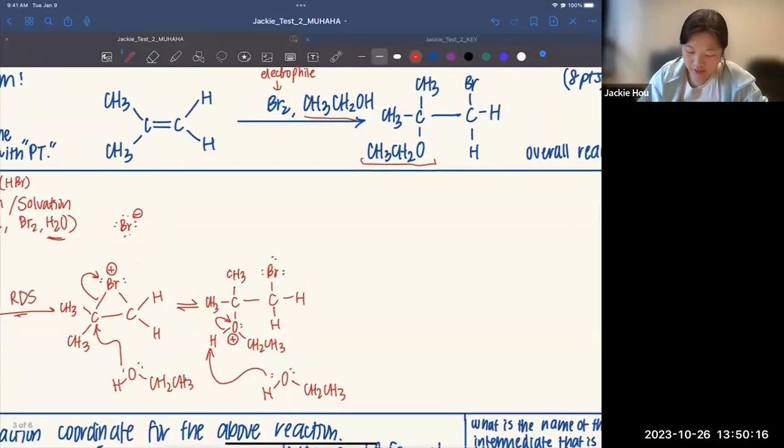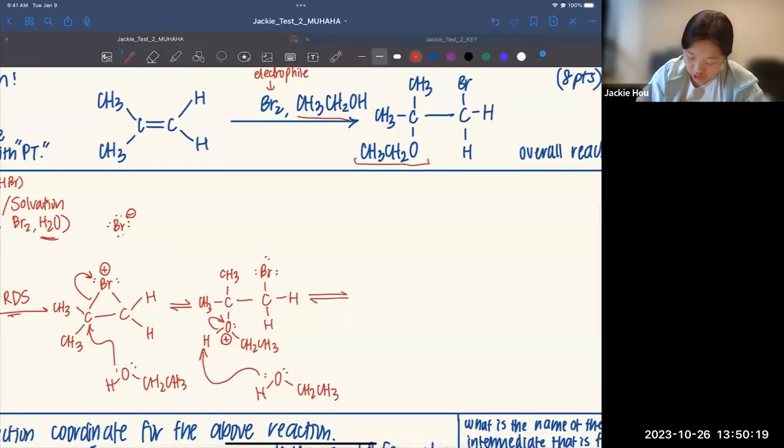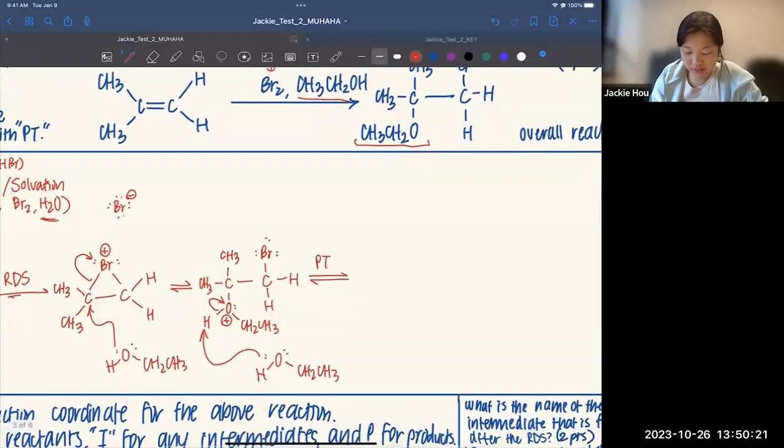Okay, and then this is going to be considered our proton transfer step, because again, this is acting like our base that removes the hydrogen. And because this is only through a transfer of one proton, it's going to be considered our proton transfer. And then that's how you get our final.